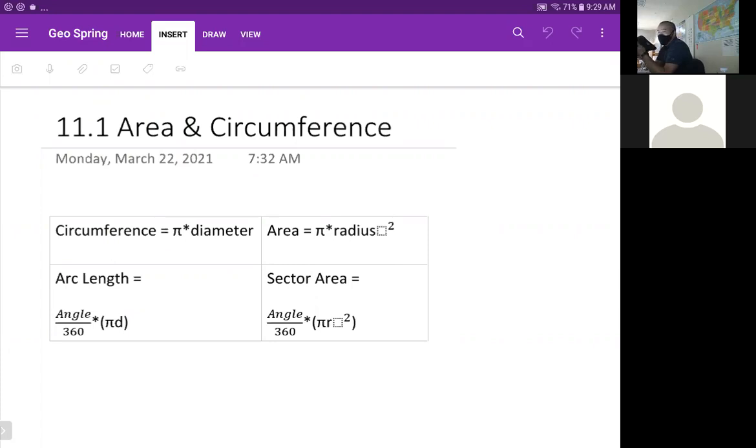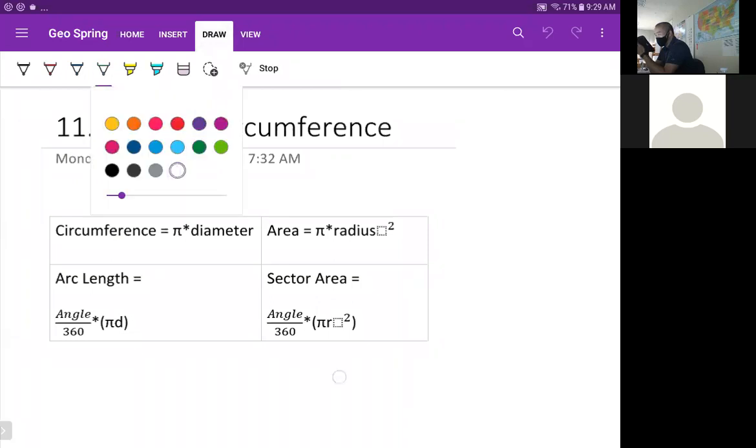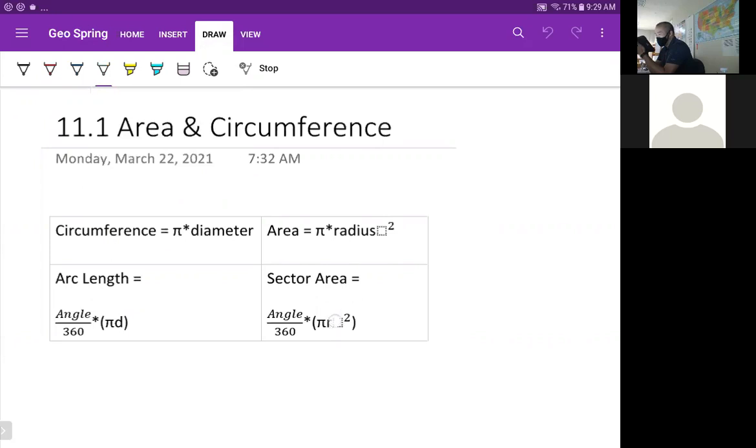So area and circumference of circles, these are the formulas you're using. I realize now that there's little boxes here. You can just ignore those. When I did this on my computer, those boxes were not there. So I'm just gonna get rid of those. Radius squared is what that's supposed to be.